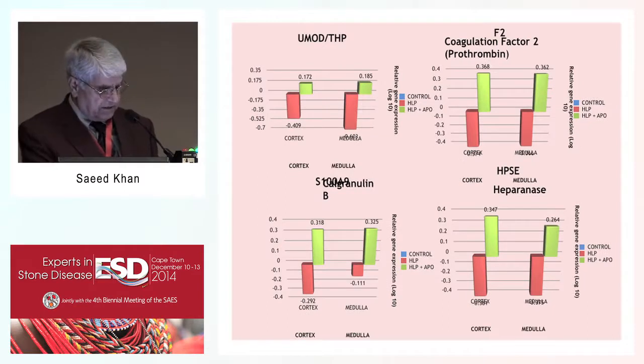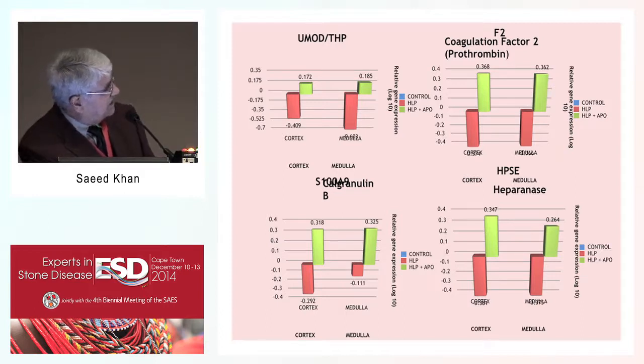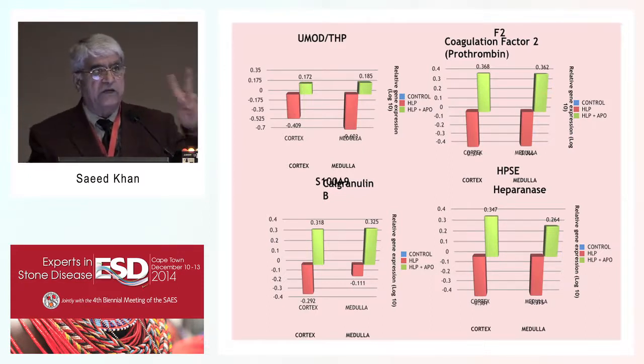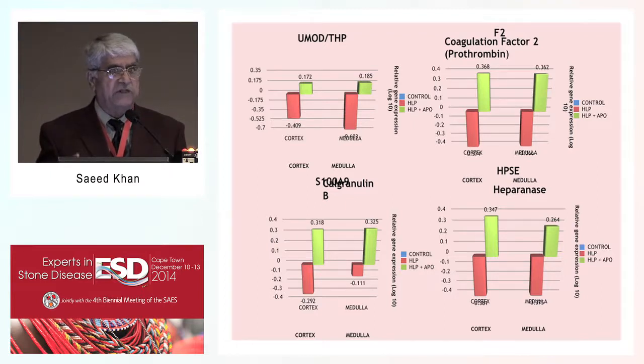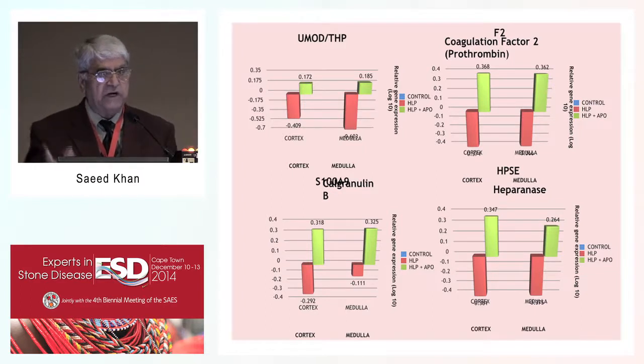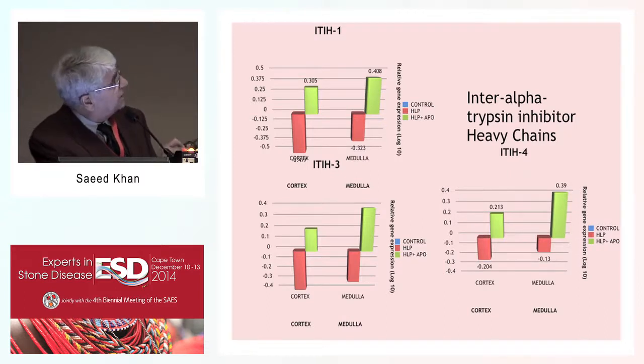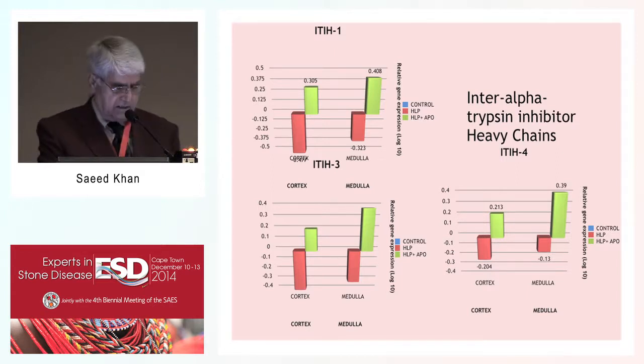Let's move on here. On the other hand, when we looked at Tamm-Horsfall protein, it looked just the opposite. Hyperoxaluria, crystal deposition, and then we put them on apocynin, completely different. So this is the first time that anybody has shown that there are at least two different modes: one which is being upregulated, the other which is being downregulated during crystal deposition. And this is inter-alpha inhibitor, which is bikunin and all that. The same type of thing is happening here. You can see this is downregulated; with apocynin, it goes up.